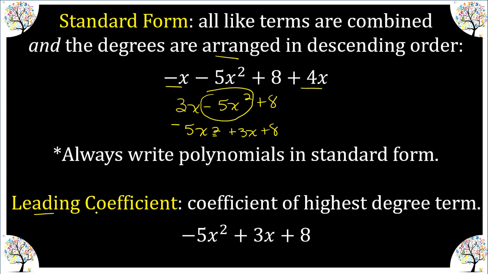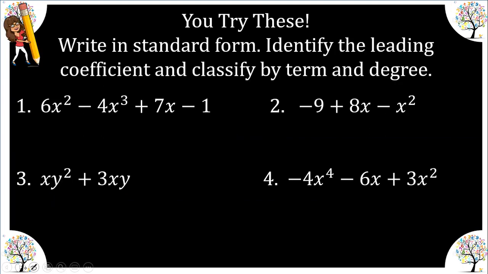Now let's talk about the word leading coefficient. Coefficient is just your numerical factor with your variable. So it's your number that's attached by multiplication or division to your variable. So this is in standard form, and the coefficient of my largest term is -5. It's leading, it's out front, so my leading coefficient is -5. Now, pause the video, jot these examples down, and you are going to write them in standard form, identify the leading coefficient, and classify by term and degree. When we come back, we will go over these.